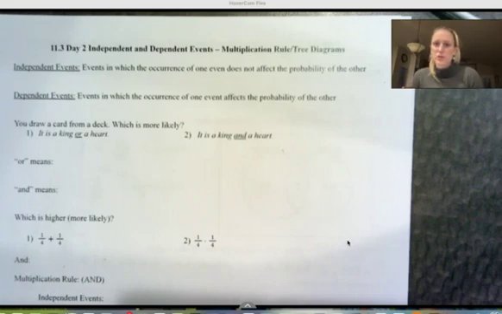We're going to continue with our probabilities here. This is 11-3 day 2. Something we're going to talk about today is the difference between independent and dependent events.